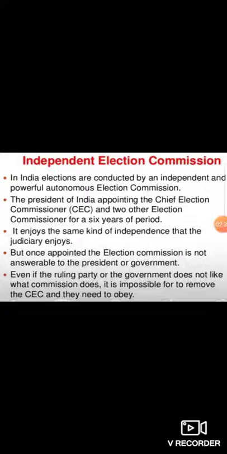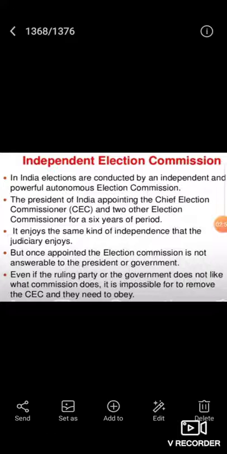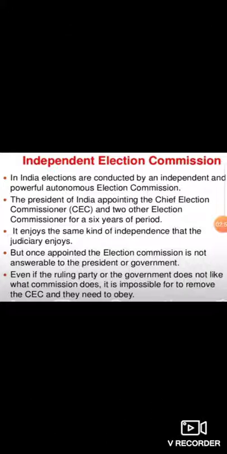The Chief Election Commissioner, CEC, is appointed by the President of India. But once appointed, the Chief Election Commissioner is not answerable to the President or the government. Even if the ruling party or the government does not like what the Commission does, it is virtually impossible for it to remove the CEC. Very few election commissions in the world have such wide-ranging powers as the Election Commission of India.